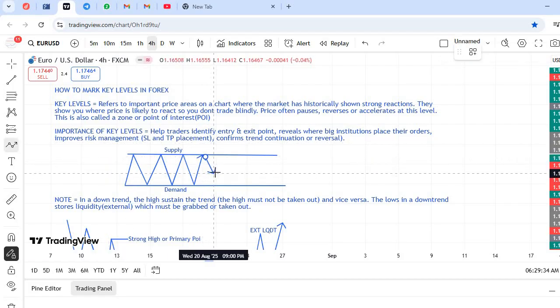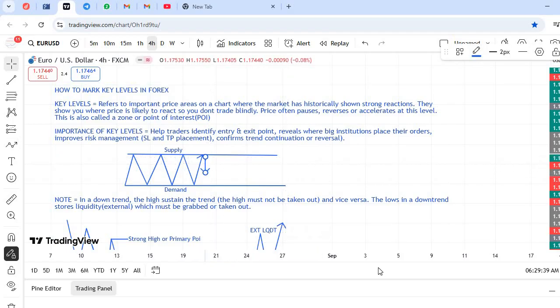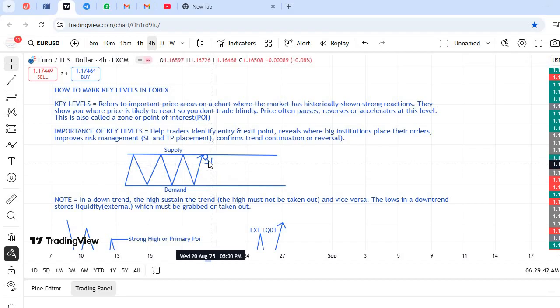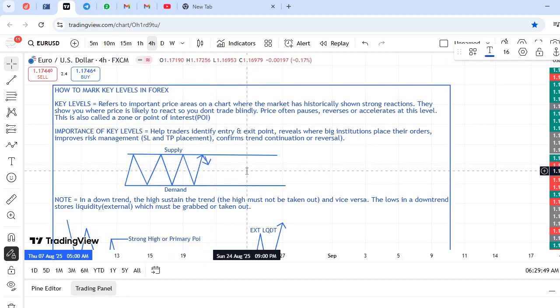So that means you'll now be looking for a selling opportunity. Can you see? It's giving us a bearish interest that will start coming down. Can you see? You'll now be looking for a bearish opportunity.